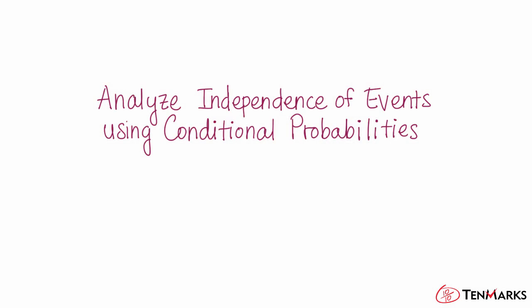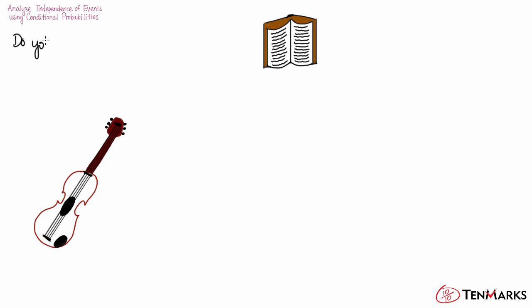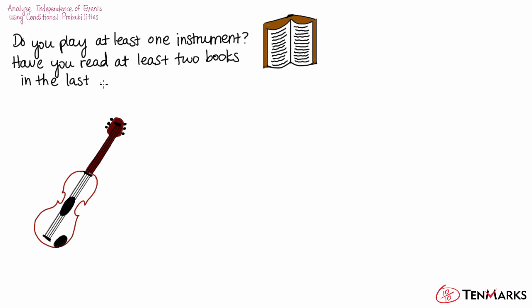In this video, you'll analyze two ways of representing data, Venn diagrams and two-way frequency tables, and you'll calculate conditional probabilities. Let's say you're doing a study to see if people who play a musical instrument tend to read more books. So you interview 33 people and ask them, A, do you play at least one musical instrument? And B, have you read at least 2 books in the last month?